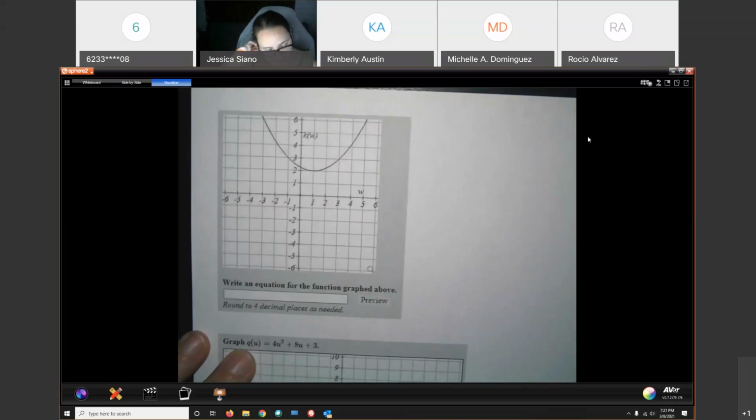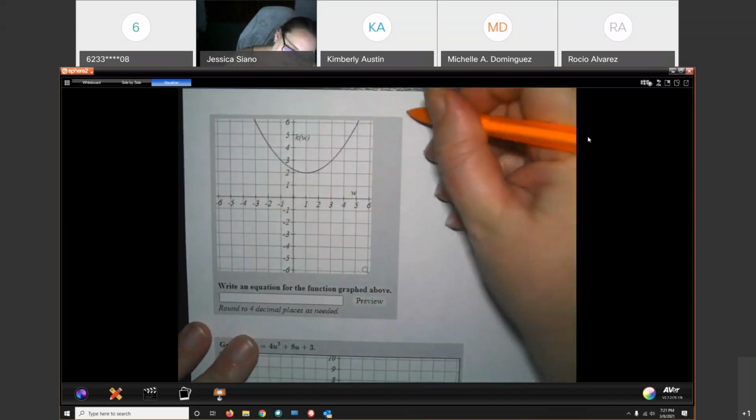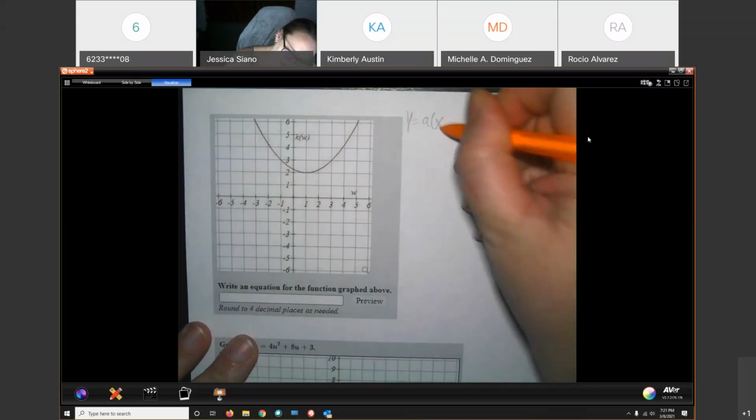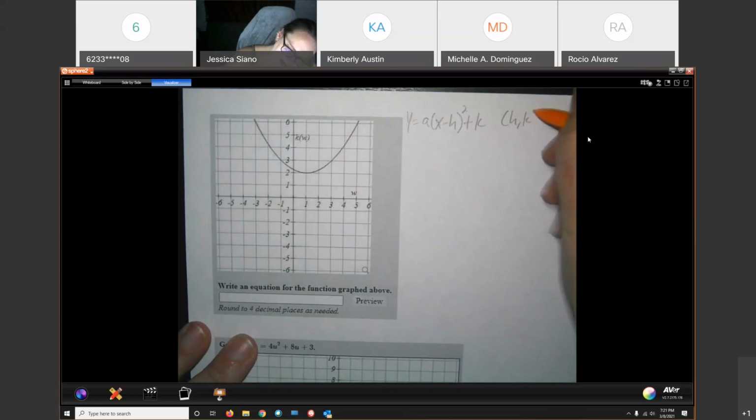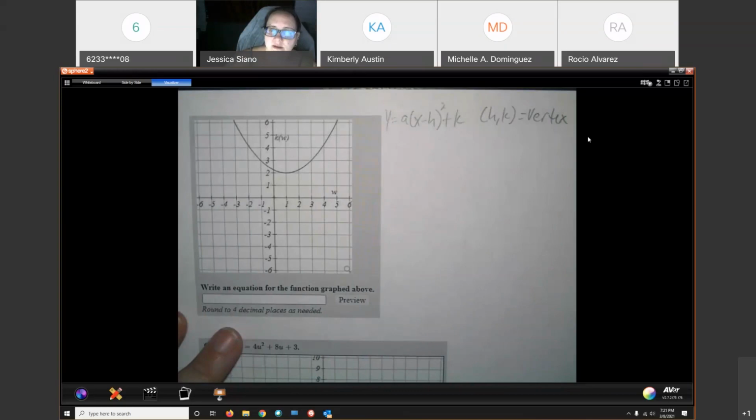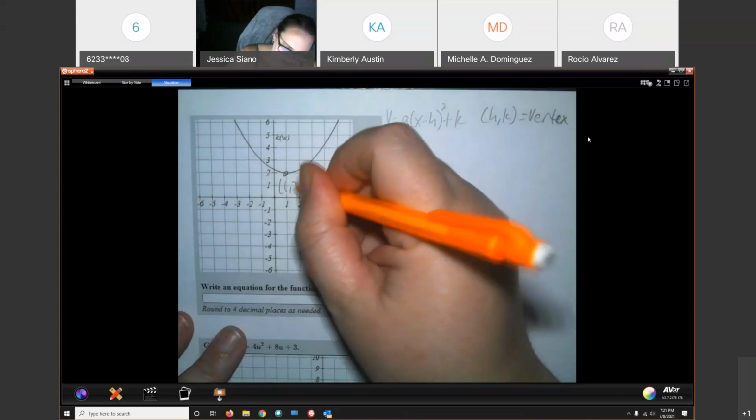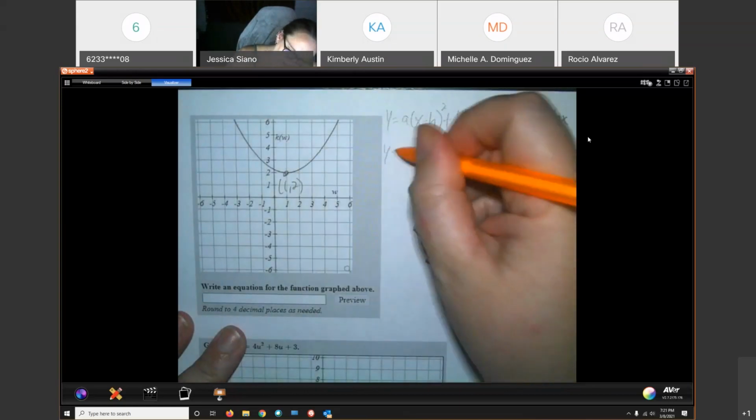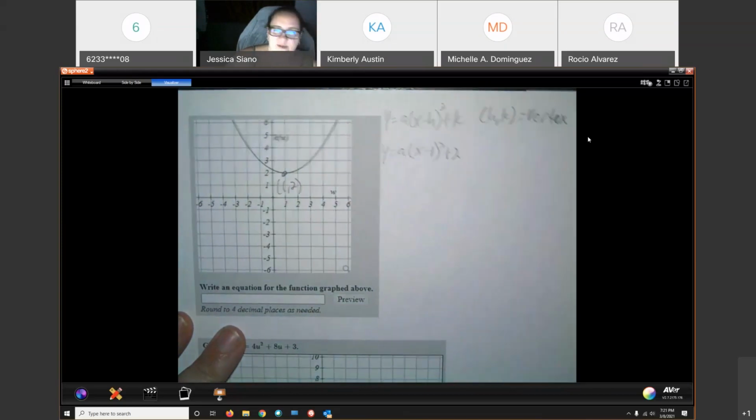So if we're given a parabola and asked to write the equation, we're going to put that equation in vertex form, where h, k is the vertex. So the vertex of this quadratic is right here at 1, 2. So this becomes y equals a times x minus 1 squared plus 2.